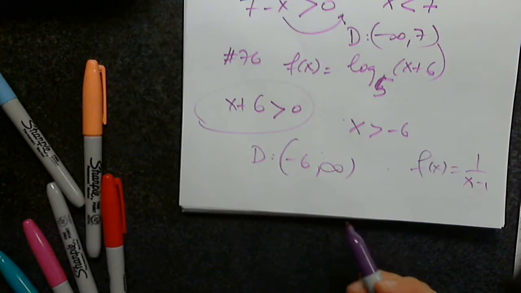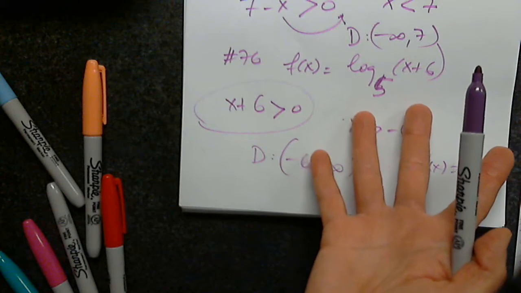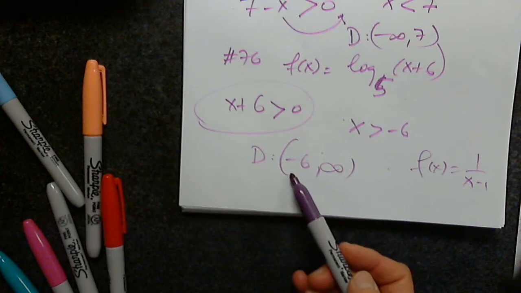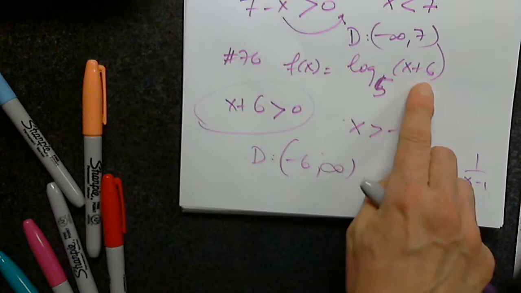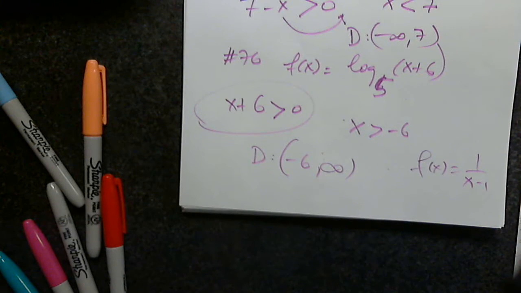And now I can tell you, if you want me to evaluate this function for you, make sure you give me a number between -6 and infinity, because otherwise I will not be able to give you a number back. If you say plug in -10, I can't. -10 plus 6 is -4, and you cannot apply log in any base to -4. Better? Okay.